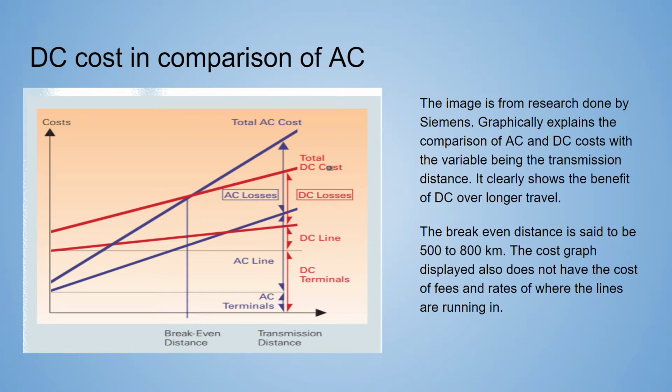And if we look at the diagram, we can see that the total cost for DC in the long run is cheaper. So if it goes a further distance, DC is obviously more affordable than AC, because as the distance increases, the cost of AC increases dramatically. It's almost as if it's increasing by double.